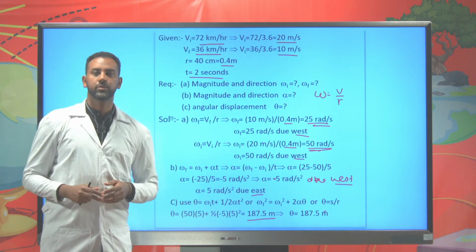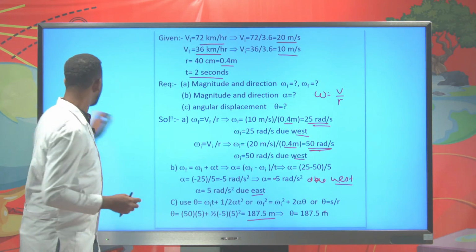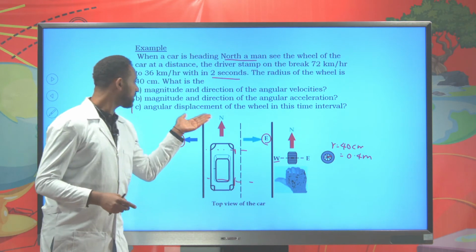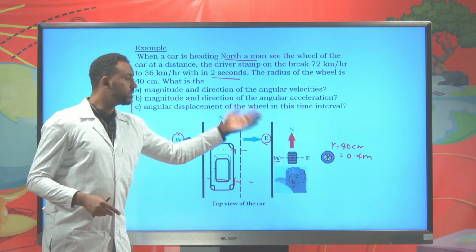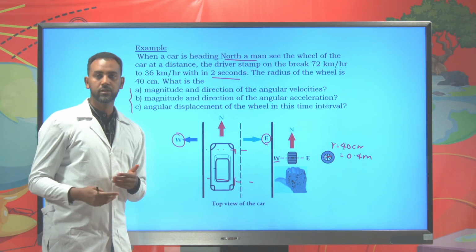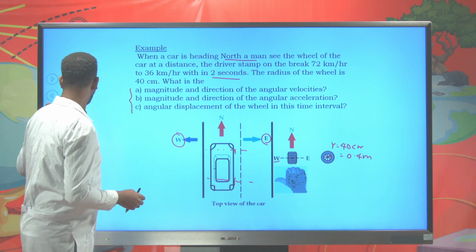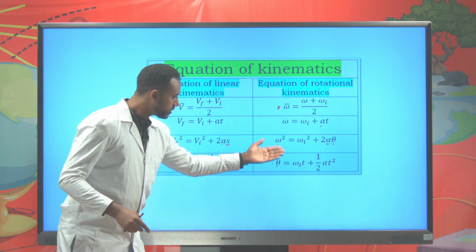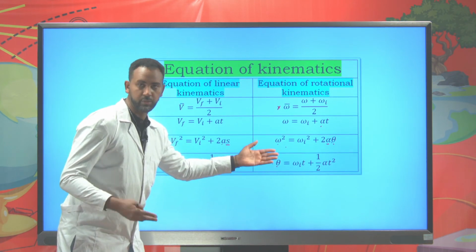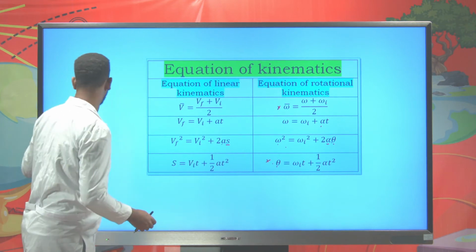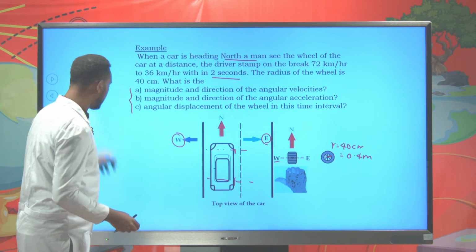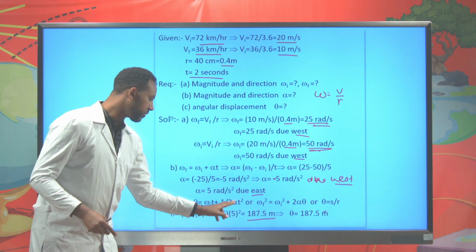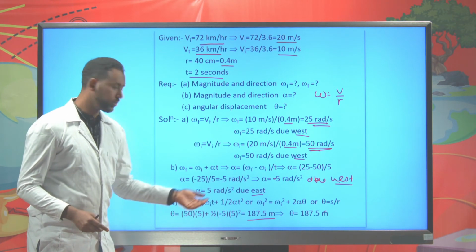Okay, so the third question said to find the angular displacement of the wheel in this time interval. To find the angular displacement theta, we use the equations provided here. You can use either of these two. Suppose I take this equation: theta equals omega initial t plus 1 over 2 alpha t squared. This is how we use it.